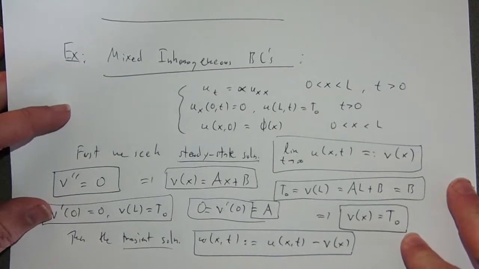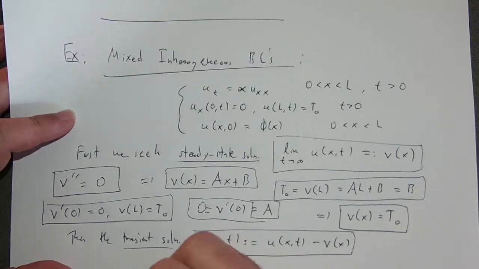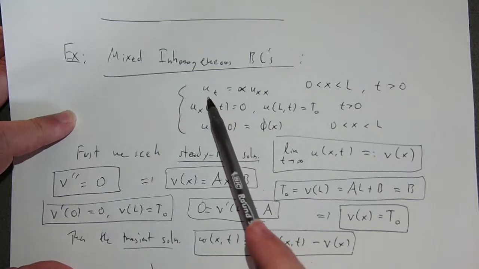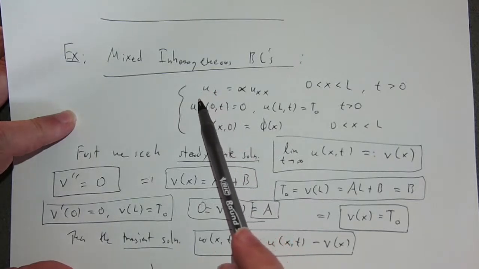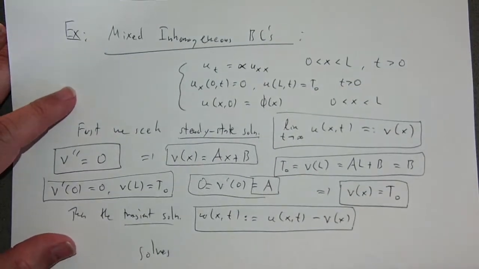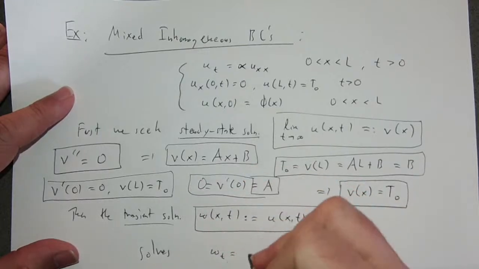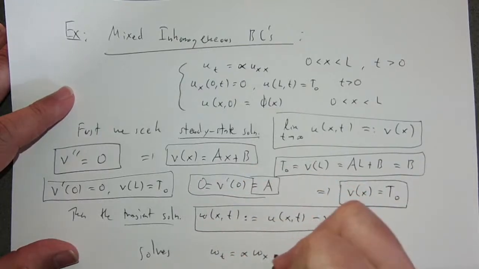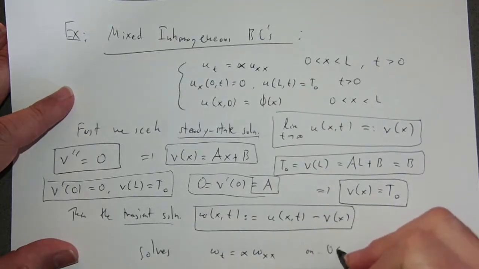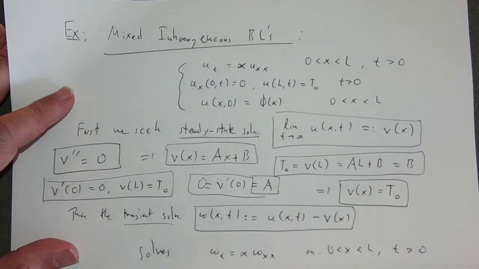Okay, so what does this solve? You can just check directly that w sub t is alpha w sub xx. We did this before. So this definitely solves w sub t equal to alpha w sub xx on the region in question. But what are the boundary conditions?